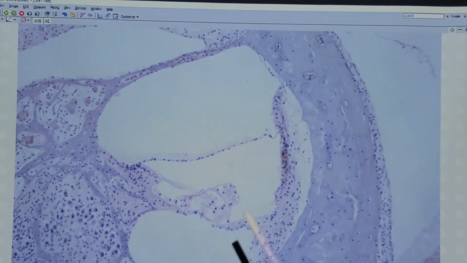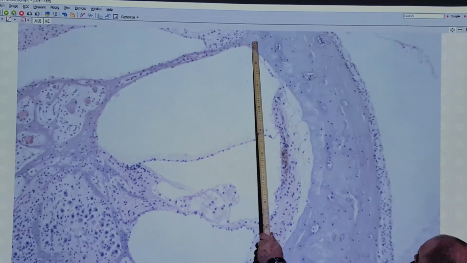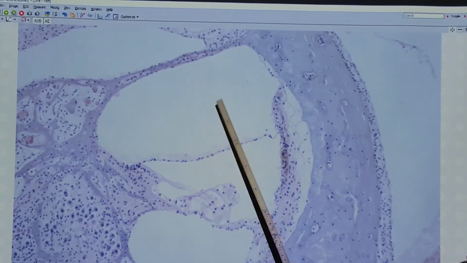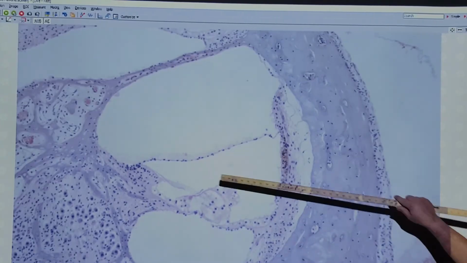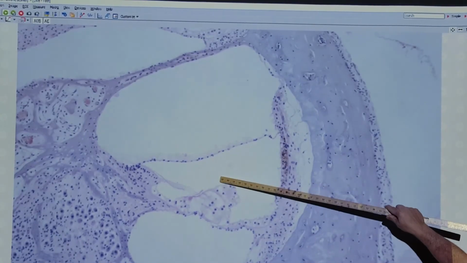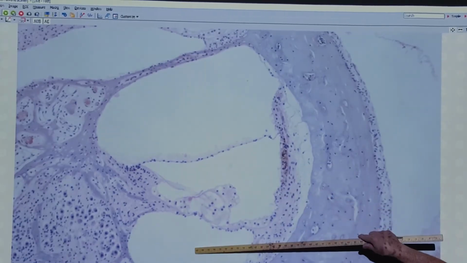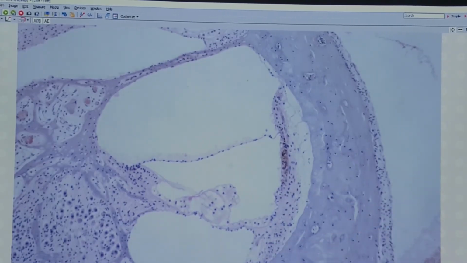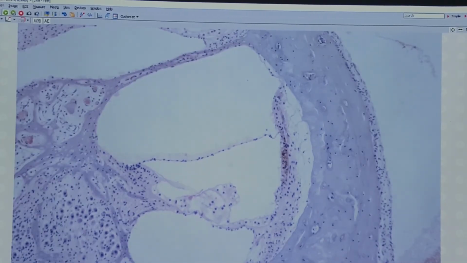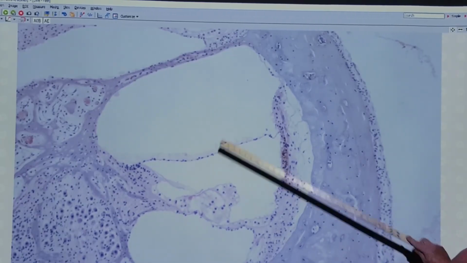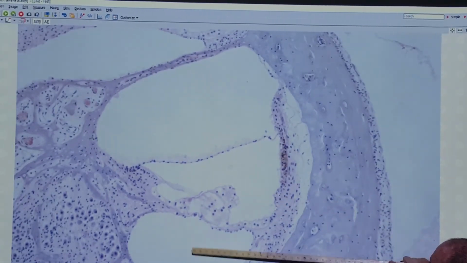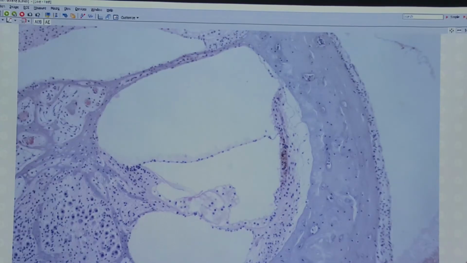So, scala vestibuli, imagine sort of the letter V right here, perhaps. The cochlear duct right in the center of the two. Cochlea starts with C, so does the word center. And scala tympani, I don't have anything better than your toes are at the bottom, so tympani toes, how's that? Scala vestibuli, cochlear duct, scala tympani.